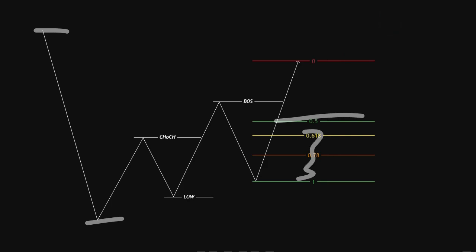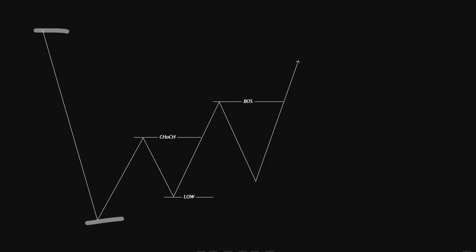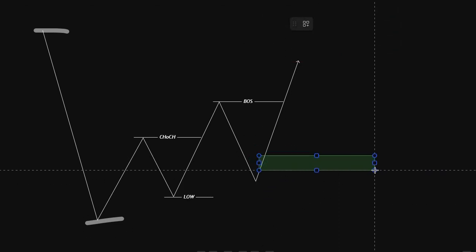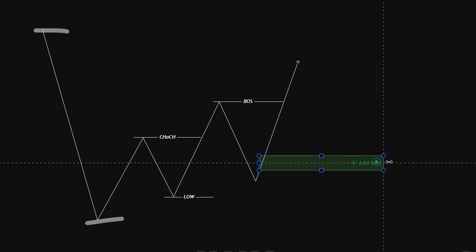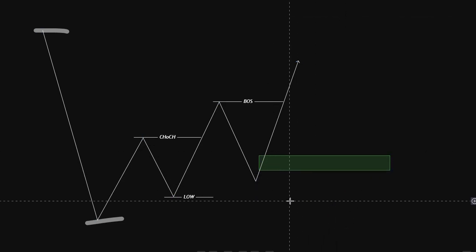So now we'll find the point of interest. For example, if we find any imbalance zone in this area, we will draw our demand zone there.